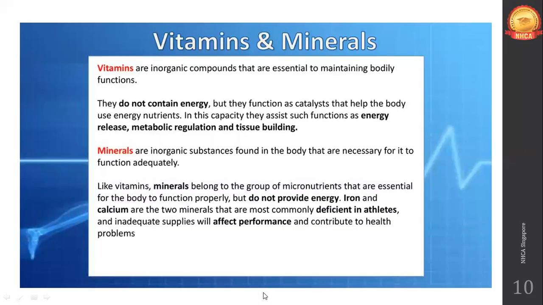Vitamins and minerals. Vitamins are organic components that are essential to maintain healthy bodily function. They do not contain any energy. Vitamins and minerals will not have any energy, but they are like a catalyst. The presence of vitamins will enable other body functions to take place properly, especially hormonal regulation, making of hormones, and distribution of other essential nutrients throughout your body. For this, you require vitamins to act as a catalyst.